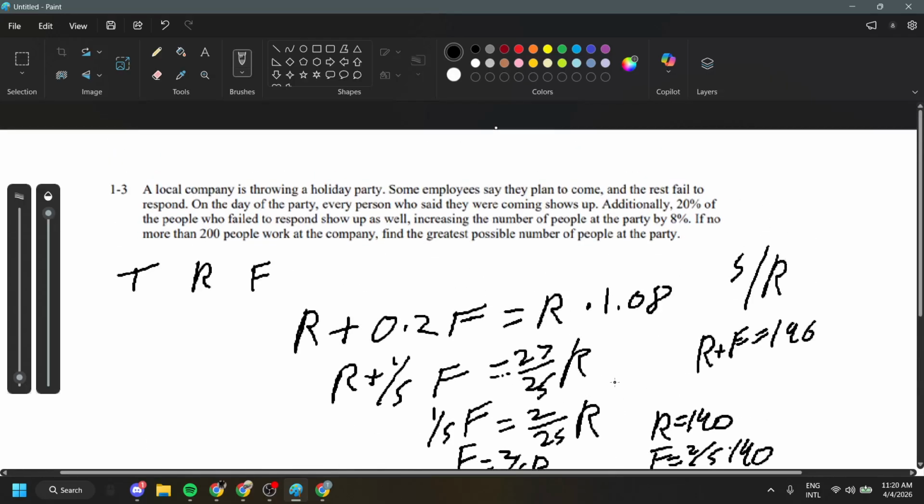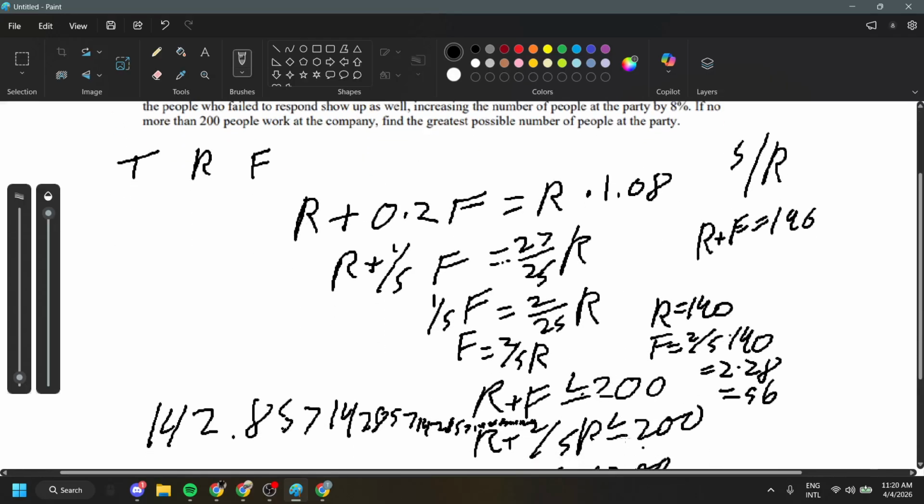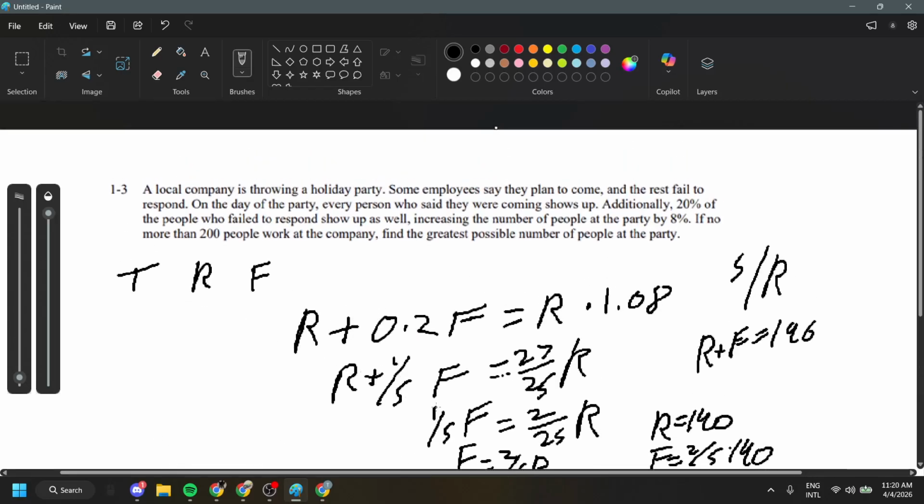Let's make sure the other one holds. Then R plus 0.2F, so if R is 140, plus 1/5 times 56. So maybe this is not true. 5 must divide F. Does 5 need to divide R?